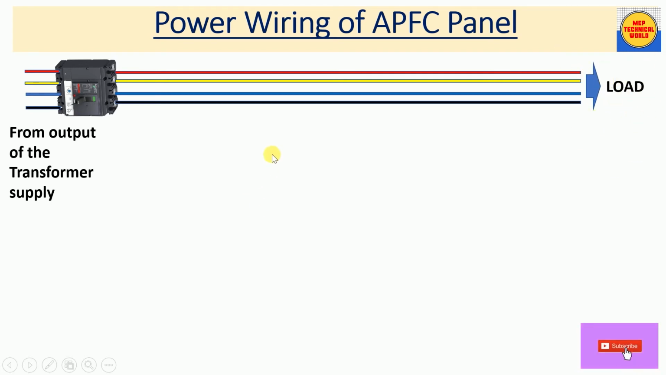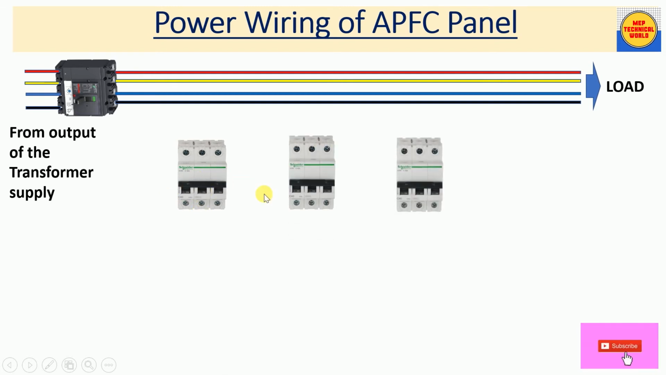Now come to another component, which is MCB. Here we are going to use 4 capacitor banks. For that let's take 4 MCBs, which are 3-pole type. So this is the 3-pole MCB. Let's take 4 capacitor banks. Now we have taken the 3-pole MCBs.